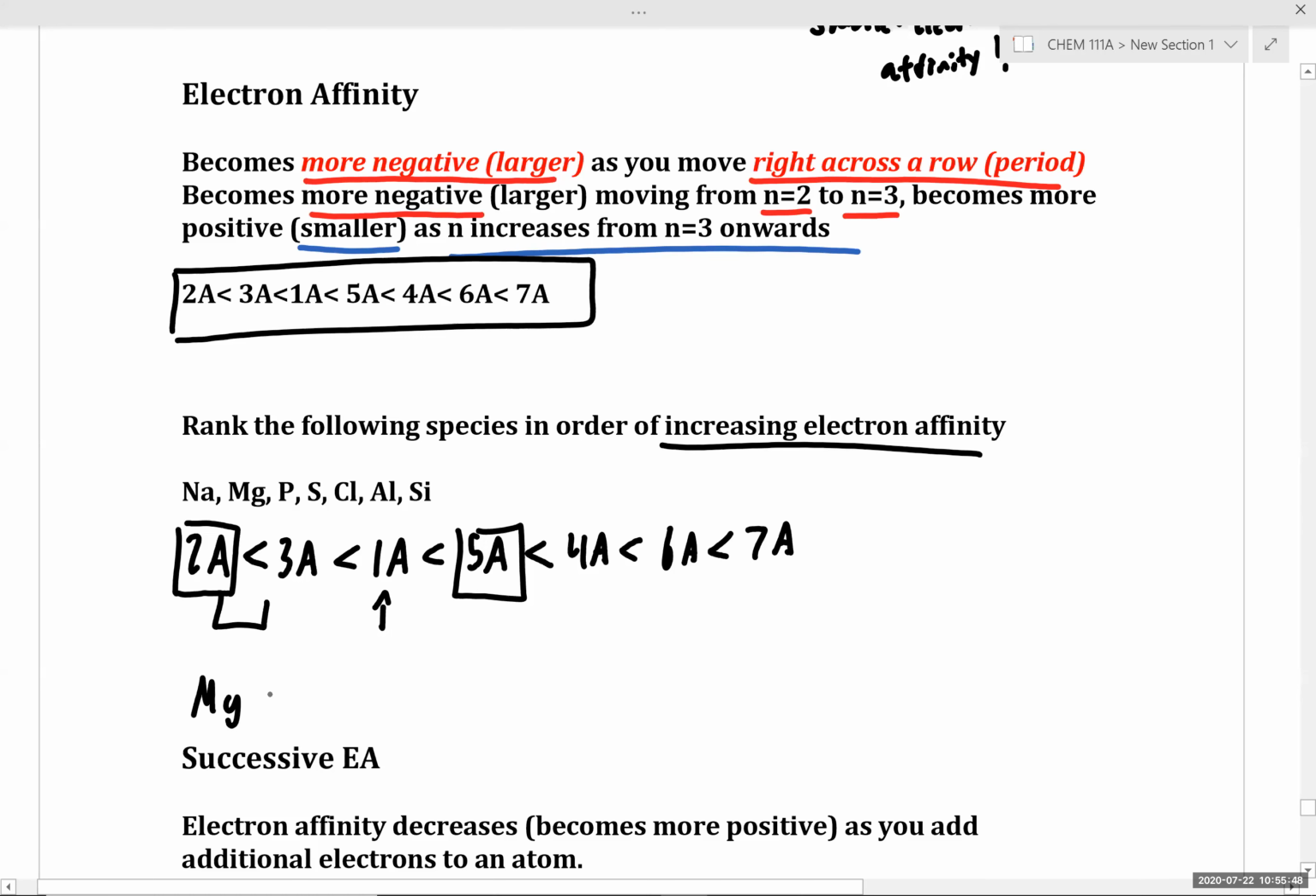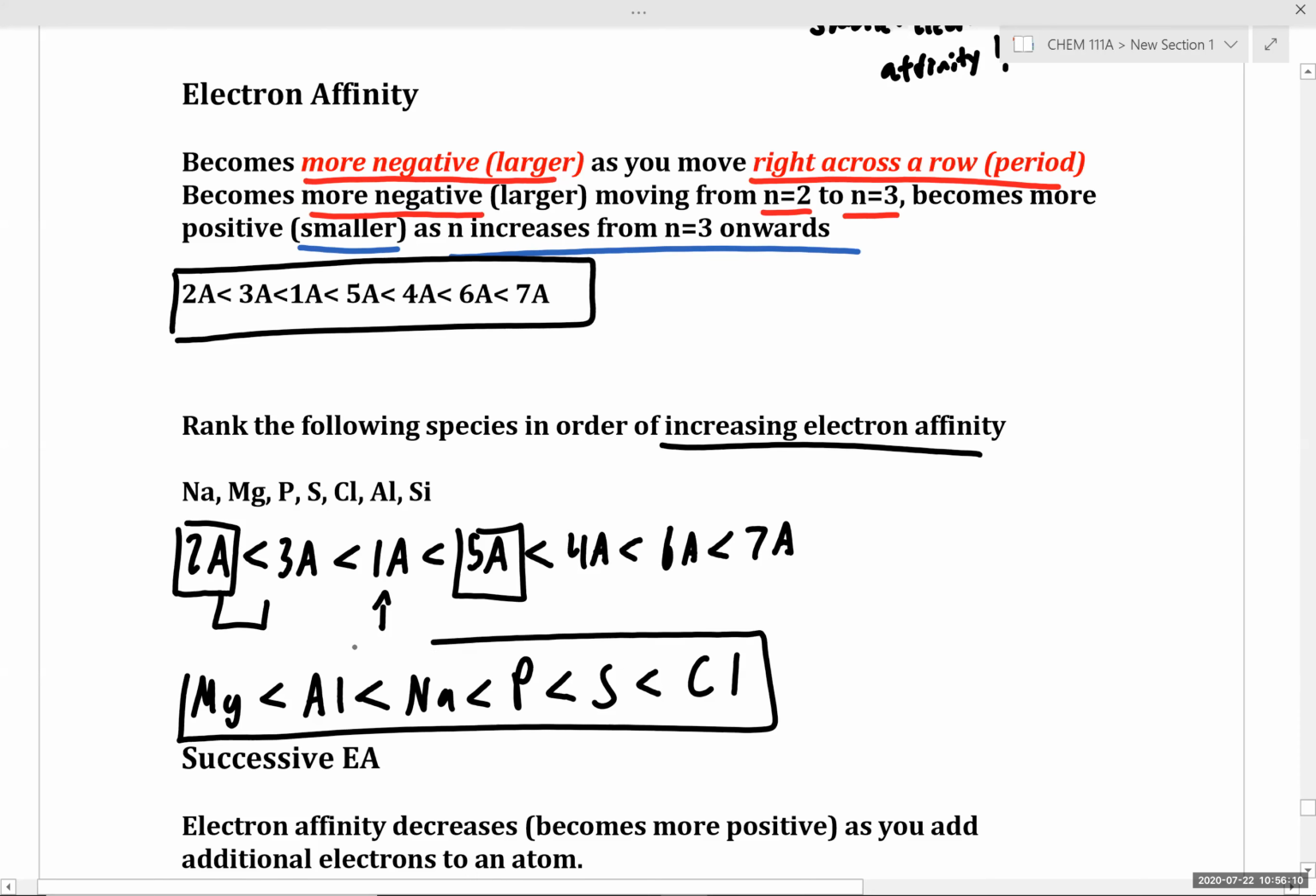So adding some actual element symbols: magnesium would have a lower electron affinity than aluminum, which would have a lower electron affinity than sodium, which would have a lower electron affinity than phosphorus, followed by sulfur, and then chlorine has the largest electron affinity. Any questions on this example? This is very similar to the type of questions that you'd be asked on an exam.